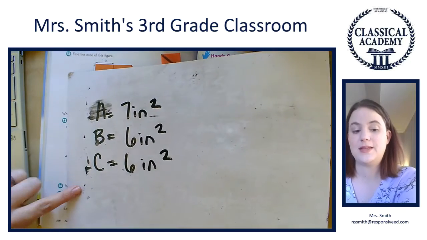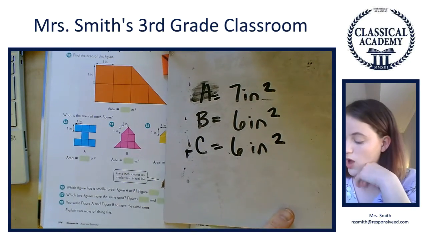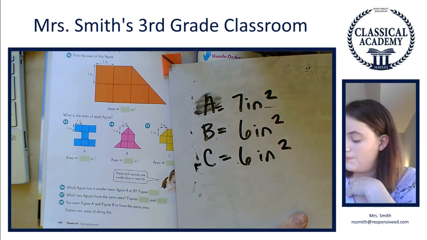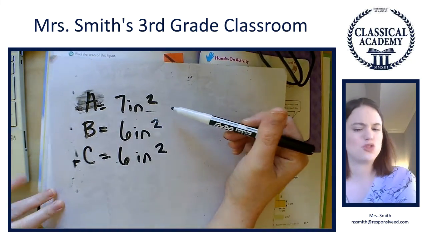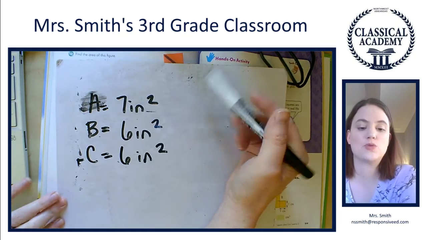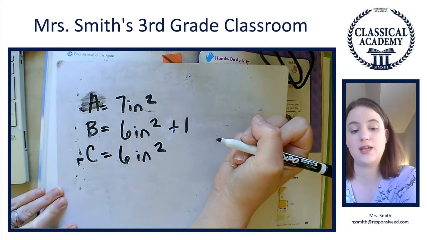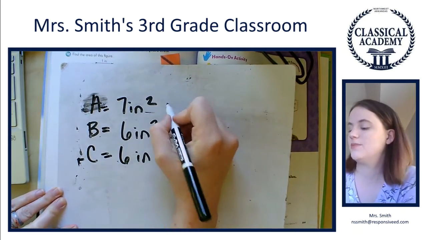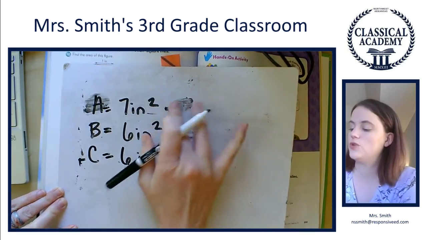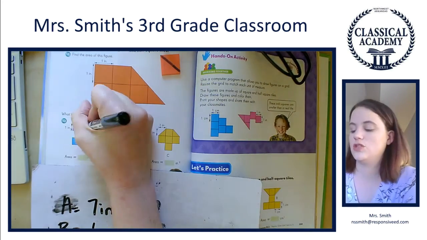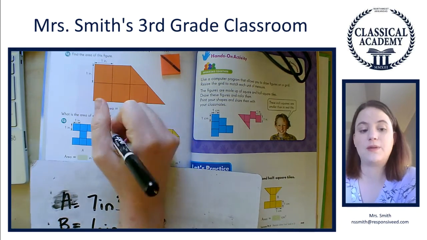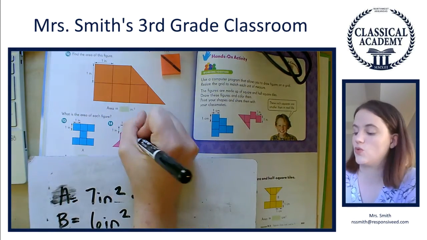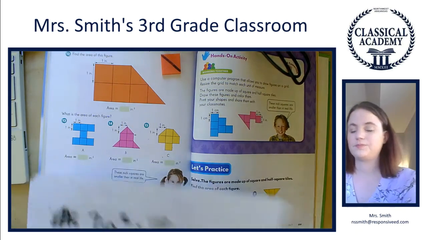area? B and C. Then it says, you want A and B to have the same area. How would I make A and B the same? Just with numbers, I could either add 1 to 6, or I could subtract 1 from 7. So you would do that on your picture. You could either take away a square from A, or add a square to B. Very good.